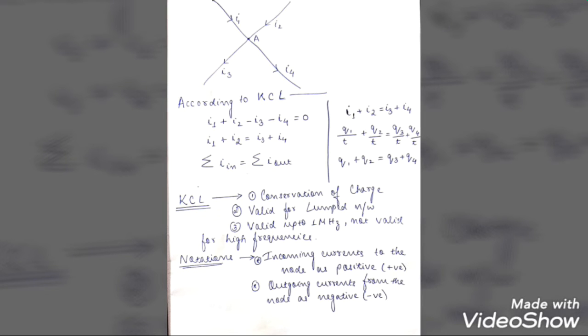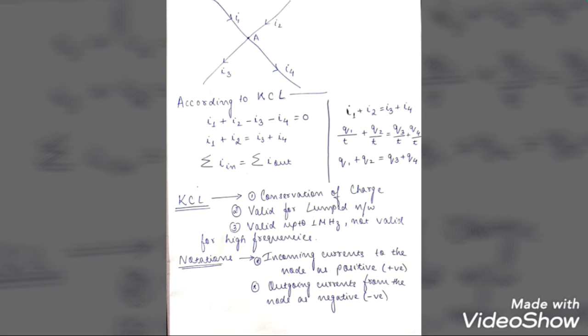For our notations, you can take any notation for outgoing currents and incoming currents, but it should be the same. Suppose you take negative for incoming currents, then for outgoing you have to take it positive while writing the equation. The opposite of incoming you have to write for outgoing. Now for our convenience, from now on, I will always take incoming currents as positive and outgoing currents as negative.